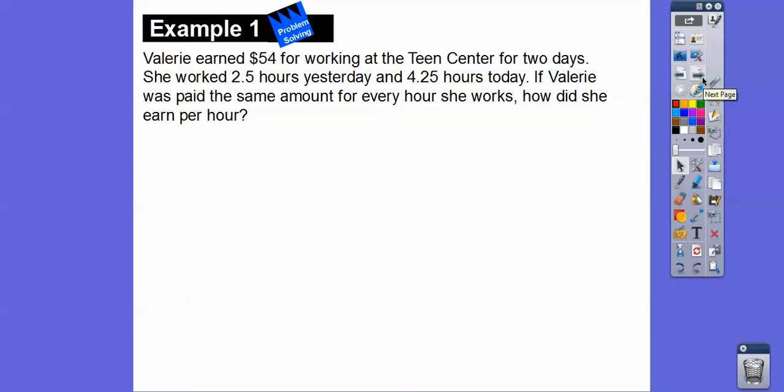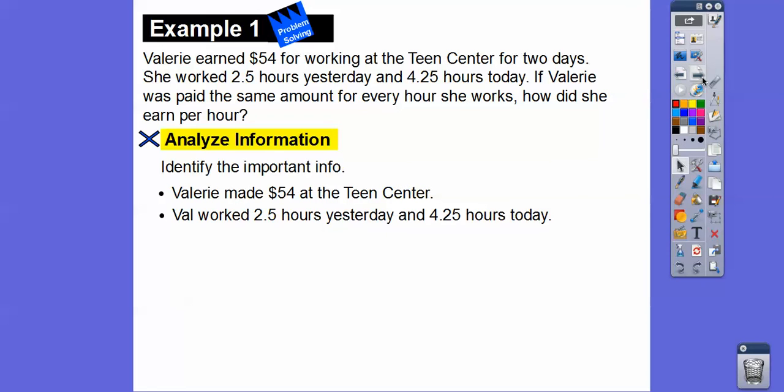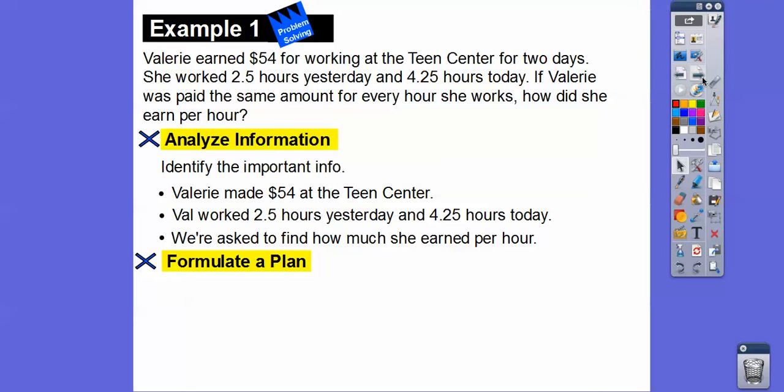Okay, so let's go ahead and get a plan going together here. So identify the important information. She made $54 at the teen center and she worked 2.5 hours yesterday and 4.25 hours today. So we're asked to find how much she earned per hour. So let's go ahead and build a plan.